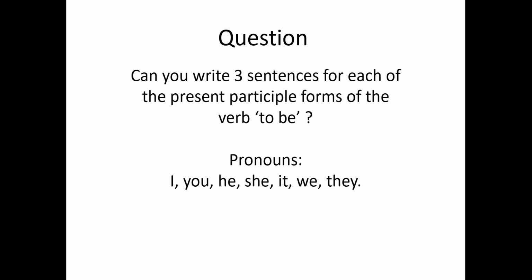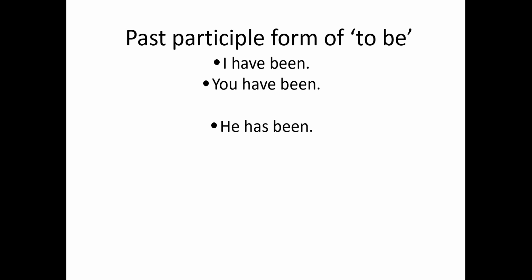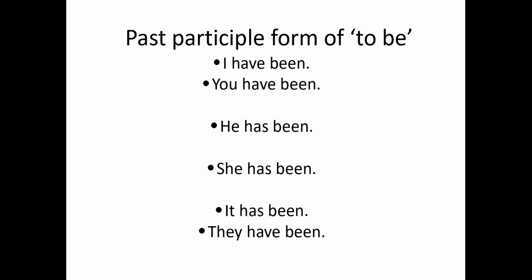Okay, moving on. Past participle form of to be. Let's have a look. I have been. You have been. He has been. She has been. It has been. They have been. We have been.